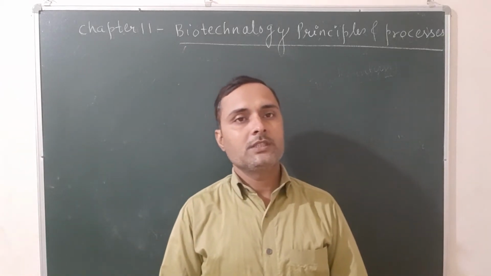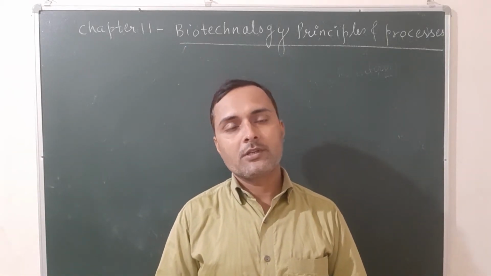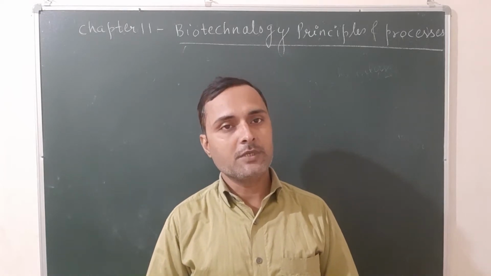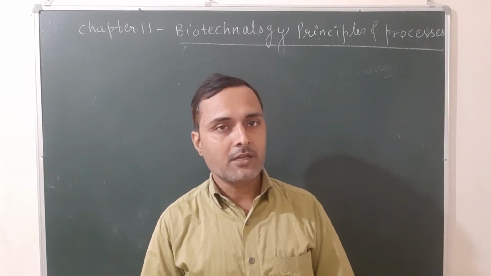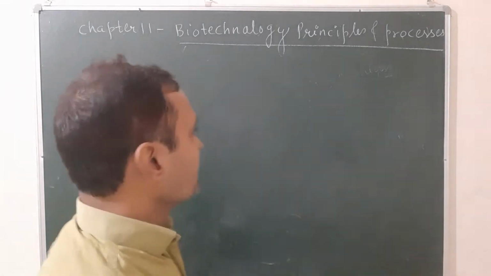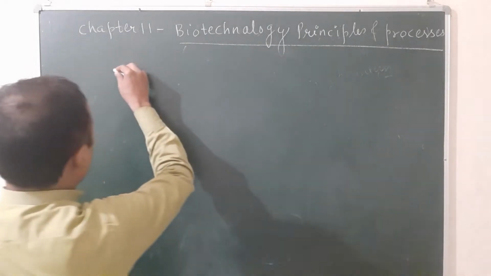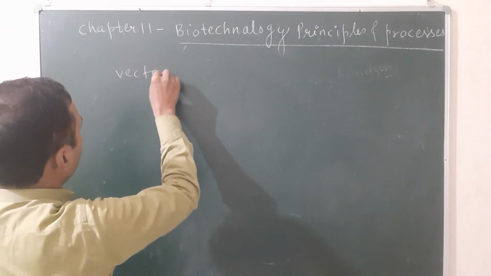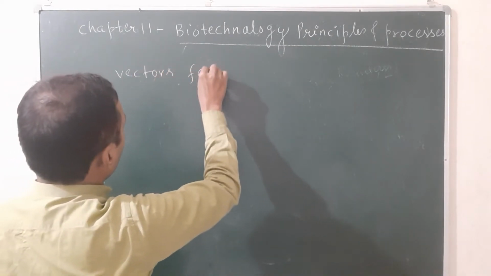Good morning, students. In this class, we are going to discuss vectors in plants and animals. That is part of chapter 11, biotechnology principles and process. So let's see the first one, vectors for plants.